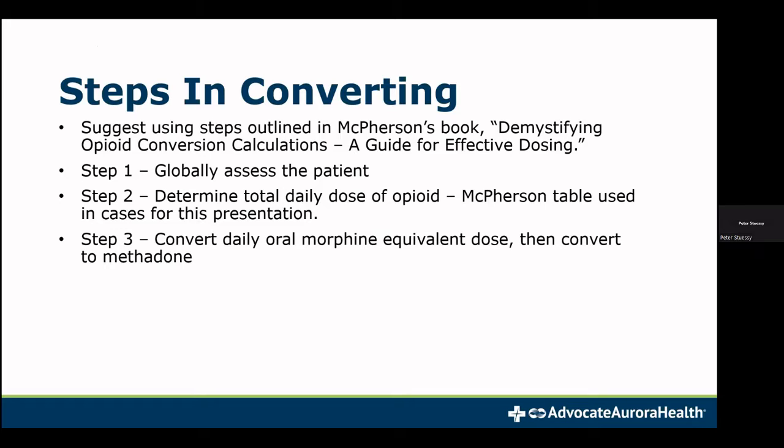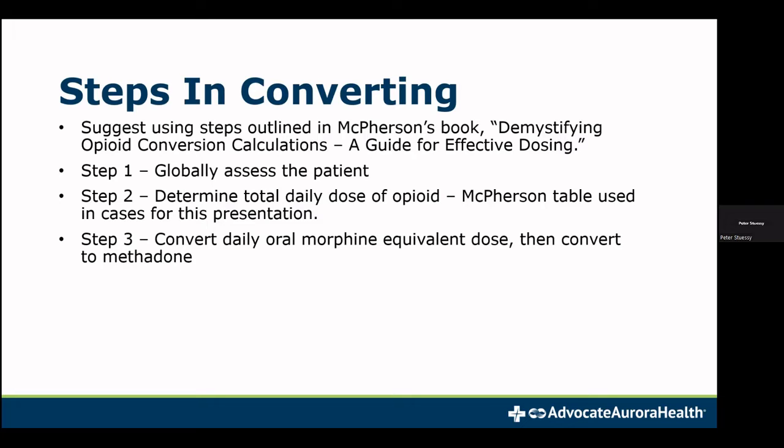So going through conversions, steps in converting, I'm going to go through the McPherson method today from Demystifying Opioid Conversion Calculations. There's a whole chapter on methadone. It is wonderful reading. And if you want to use methadone in your patient population, I highly recommend reading that chapter. So her first step is to globally assess the patient. Is this a good candidate? Is this somebody who wouldn't have any of those contraindications for using it?